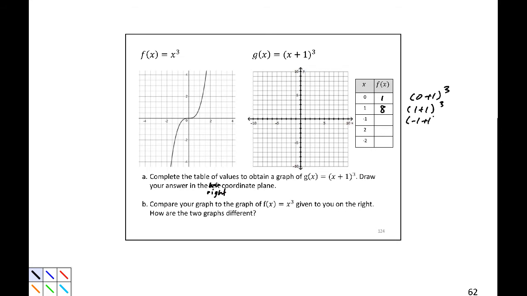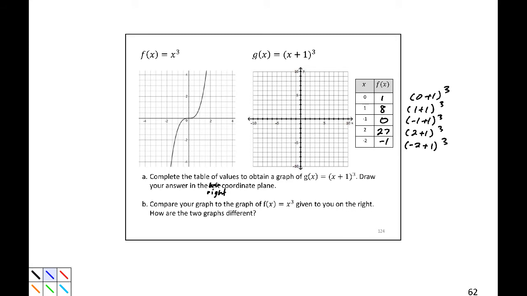(-1 plus 1) cubed, that would be 0 cubed, so that is 0. Let's see, (2 plus 1) cubed for x equals 2. That would be 3 cubed, or 27. And for -2 as my x value, I have (-2 plus 1) cubed. That would be (-1) cubed, which is -1.